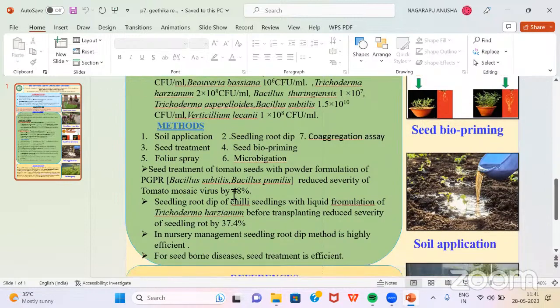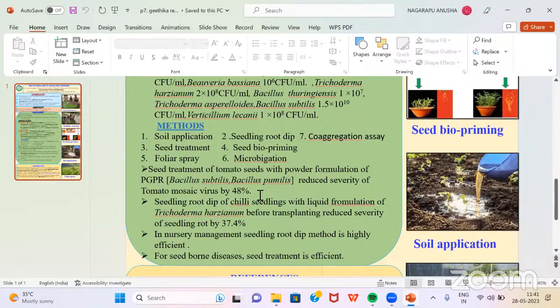And microbigation. Microbigation is an application method which controls weeds, soil pathogens, and soil insects. In this, biocontrol agents are transferred through the drip irrigation. Conidial suspensions can pass through the drippers without causing clogging, regardless of their size.